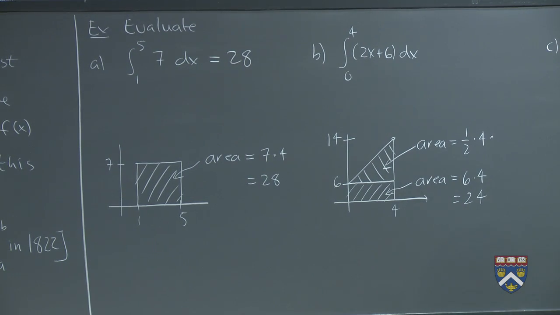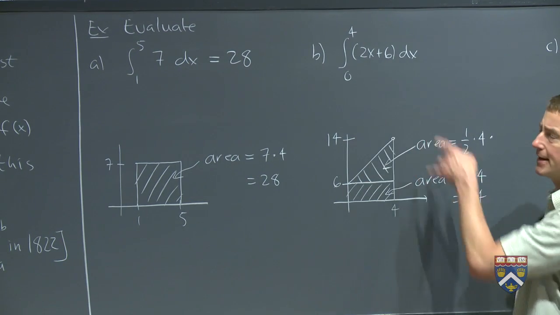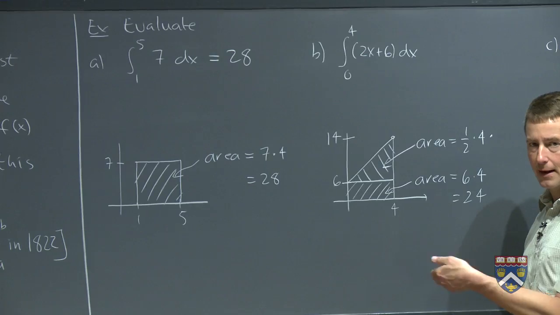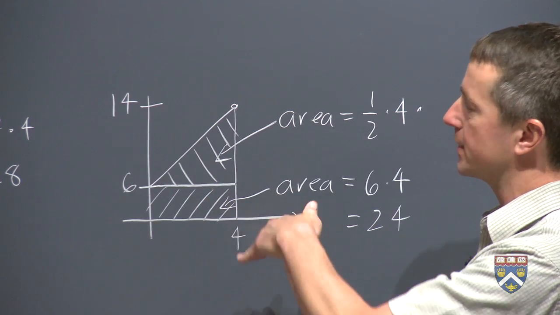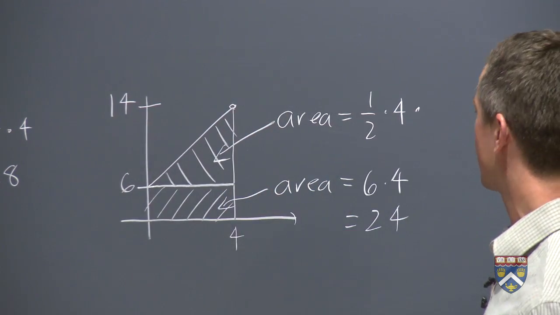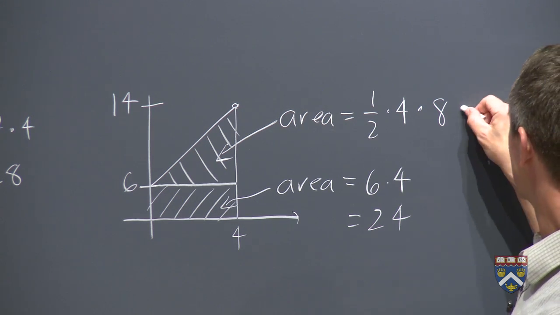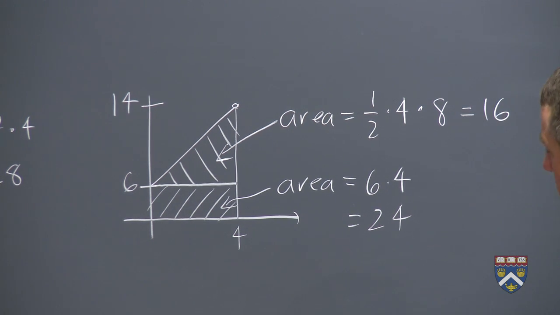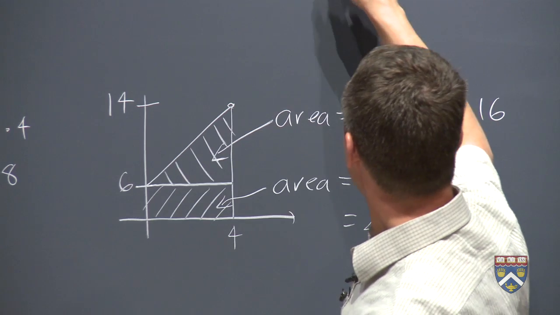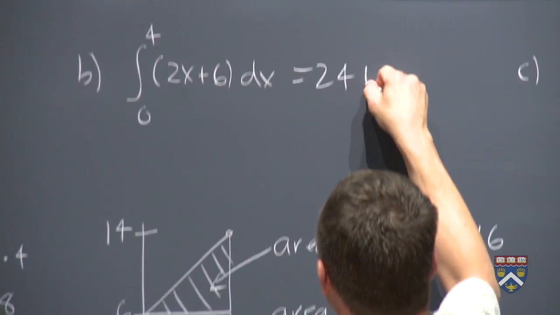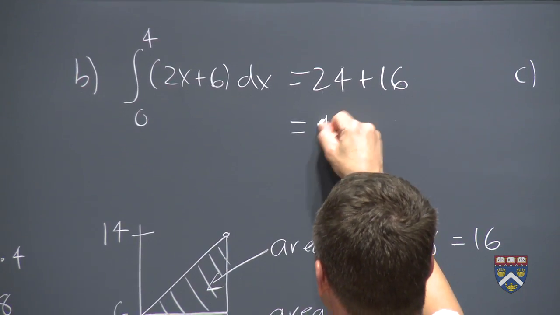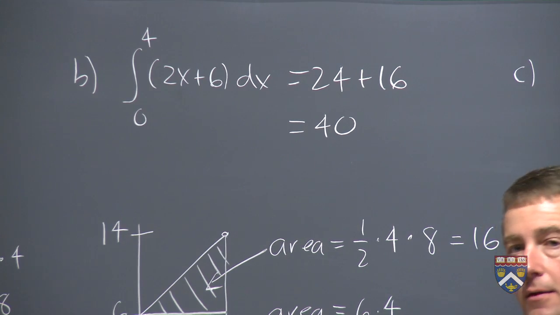And another way to think about that is, what's the slope of this line? The slope of this line is 2. Every time I go over 1, I go up 2. So if we go over 4, we should go up 8. So we should go up from 6 to 14, which is 8 units. So that's 16. So therefore, the total area here is 24 plus 16, or 40.